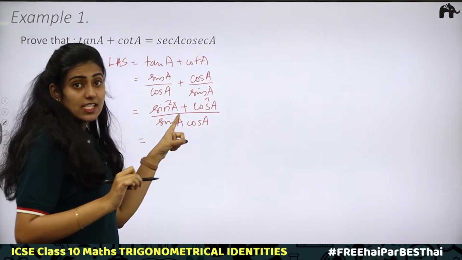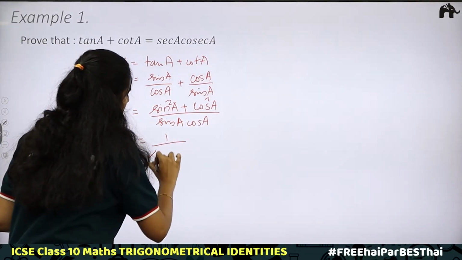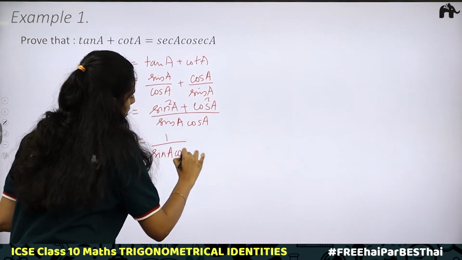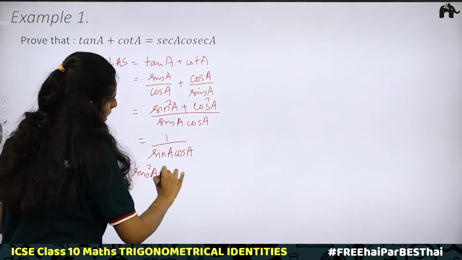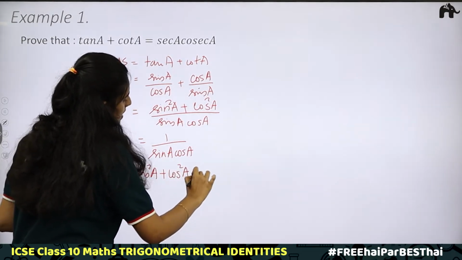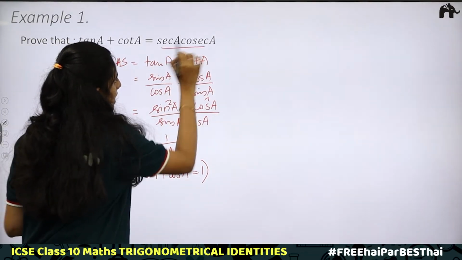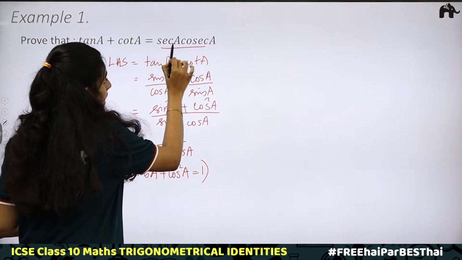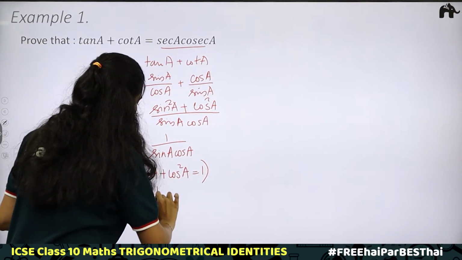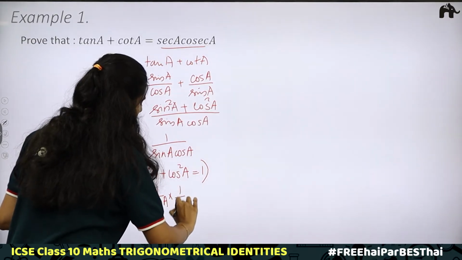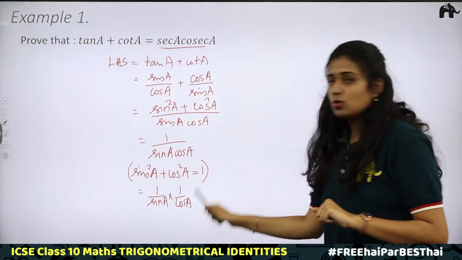We have studied sin square A plus cos square A is equal to 1. Therefore, 1 by sin A cos A. What is the reason? We have the identity sin square A plus cos square A is equal to 1. Now, what is there in the RHS? Check the RHS. We should get this form, sec A into cosec A. What have we got? We have 1 by sin A cos A, which is equal to 1 by sin A into 1 by cos A.